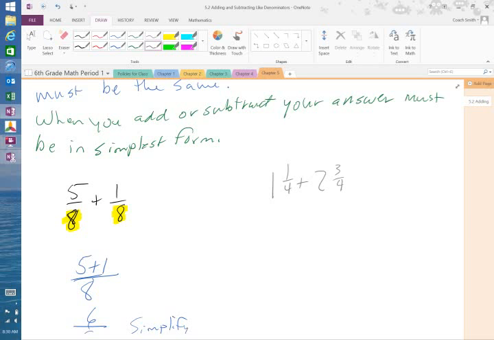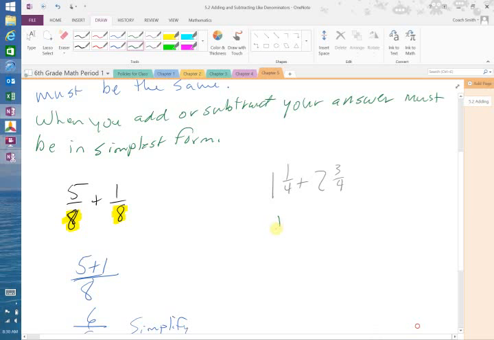Okay, 1 1/4 plus 2 3/4. So, if I take 1 1/4 plus 2 3/4, I have to do this. I'm going to line them up vertically, because vertically for me is always better.